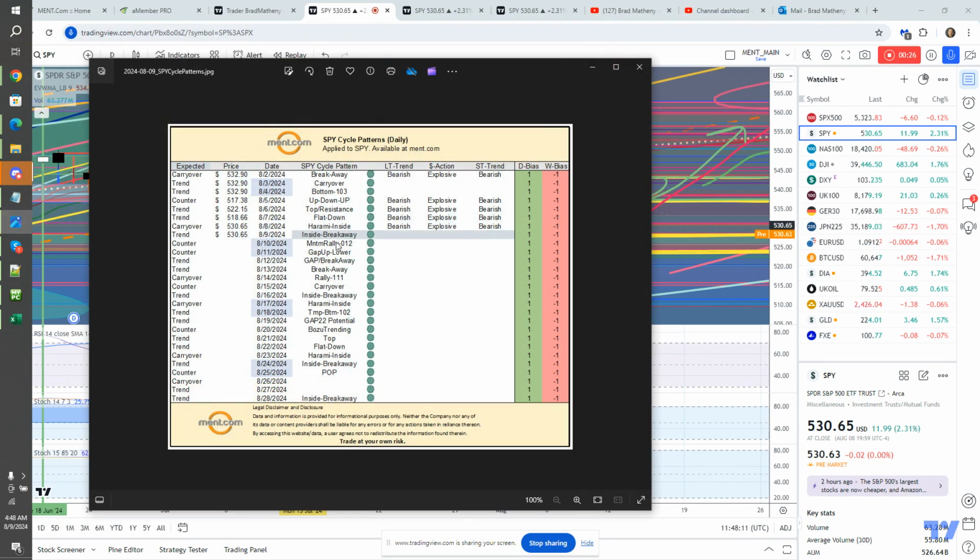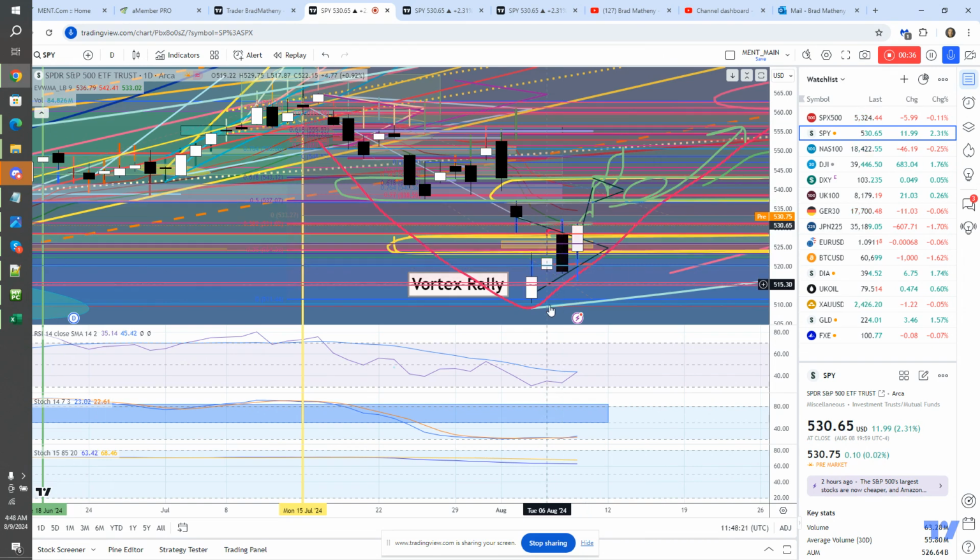Today we are looking at an inside breakaway pattern in trending mode. Markets have really formed a pretty big base. So let's take a look here at the data. Sorry, I got a little morning crud I'm getting rid of.